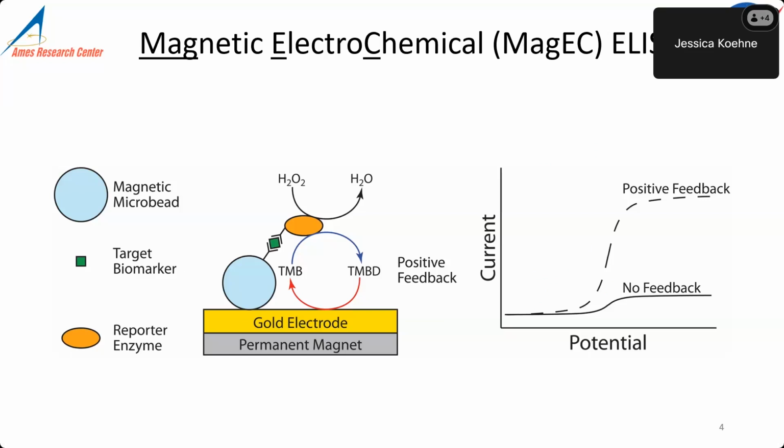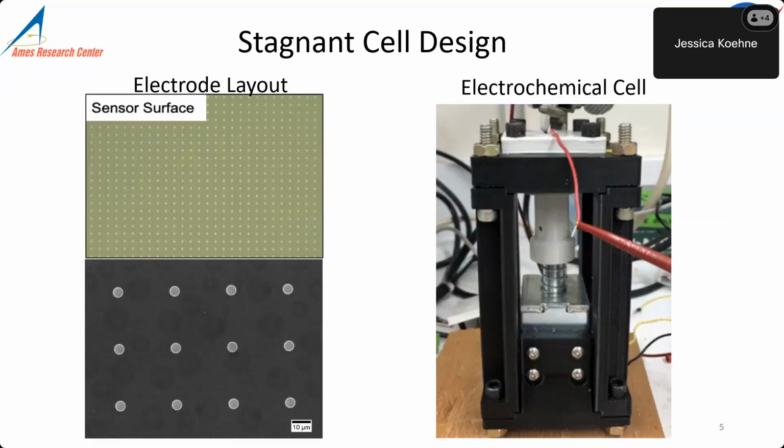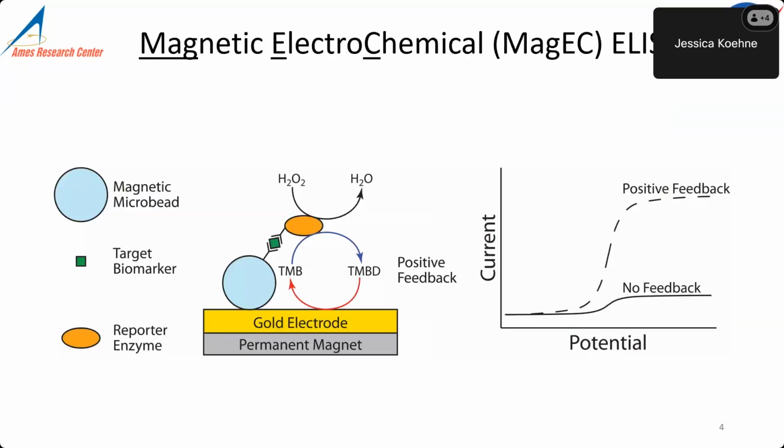And so the example data set that I'm showing you on the right-hand side, oops, sorry, let's go back. Okay. When we say no feedback, this is essentially like a detection experiment where we just have these things floating in solution and we don't employ the magnet. But as we employ the permanent magnet in contact with the gold electrode, we get this big bump in signal from this cycling of this TMB-TMBD reaction. So let's go to the next slide.